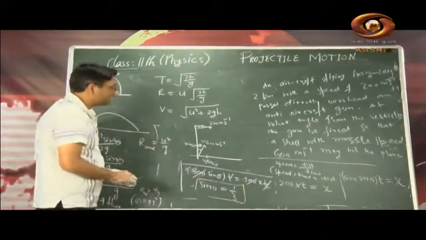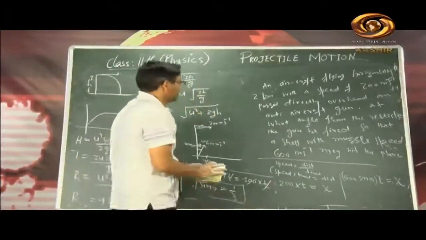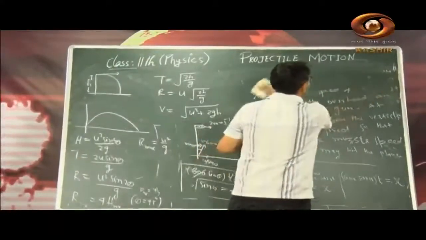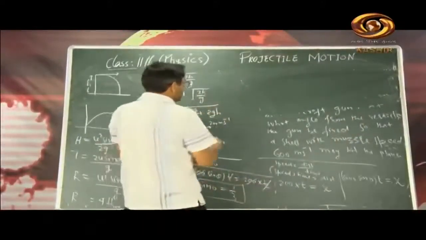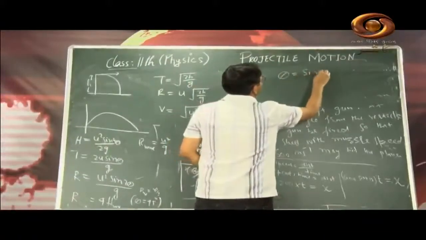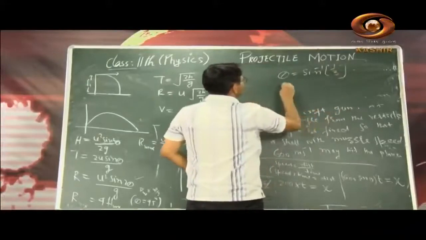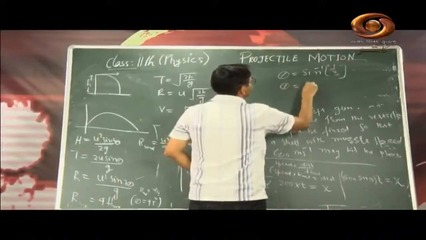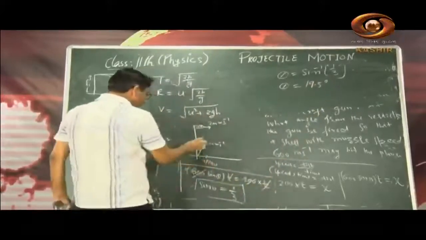If sin theta is 1 by 3, then here I will show you: theta is equal to sine inverse of 1 over 3. So theta is approximately 19.5 degrees. So this angle is 19.5 degrees.